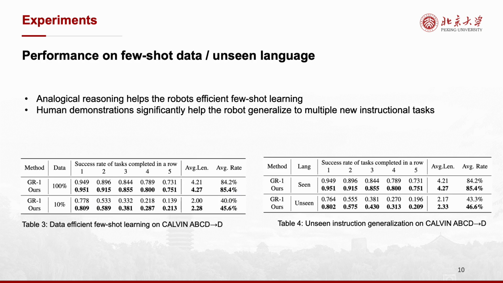And we evaluate our method in the data-efficient few-shot setting and on unseen instruction generalization. We also achieve SOTA performance on these 2 settings. The results show that analogical reasoning can help the robot's efficient few-shot learning, and human demonstrations can help the robot generalize to multiple new instructional tasks.